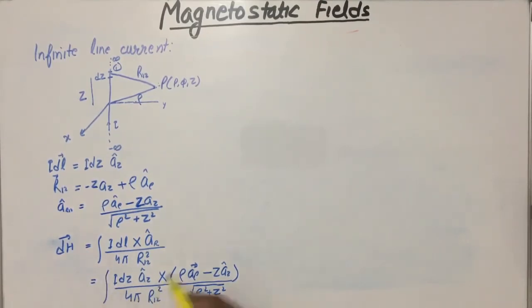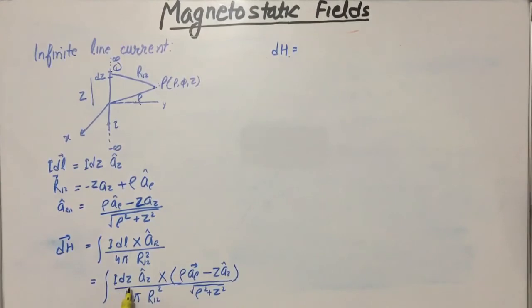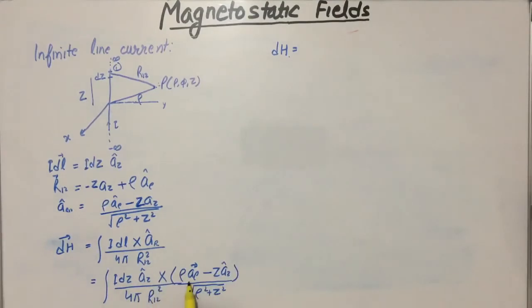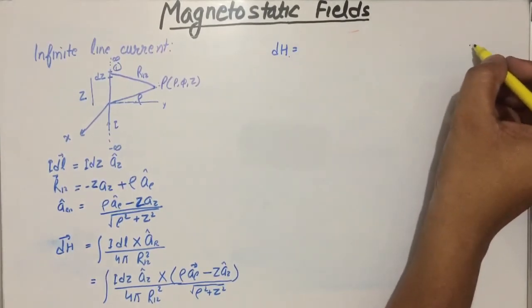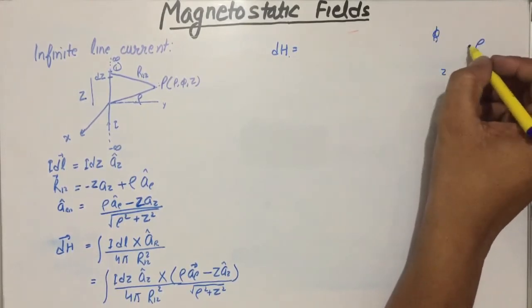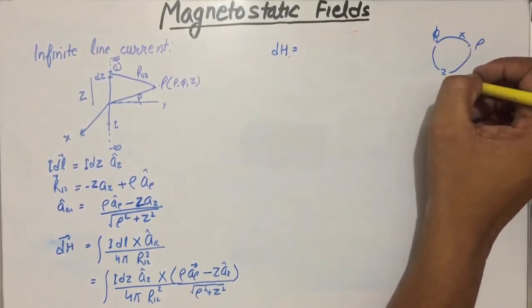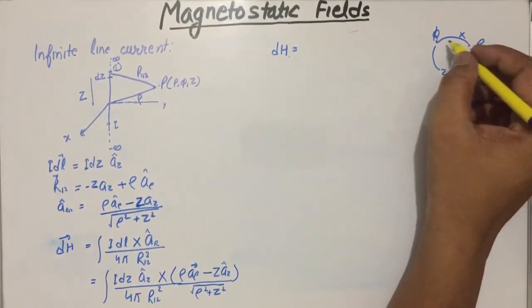Now simplify this. DH can be written as IDZ, you can take it out, then AZ cross arrow and AZ cross AZ. In cylindrical coordinates, rho, phi, z: the cross product of rho and phi gives AZ direction, and the cross product of phi and z gives arrow direction.